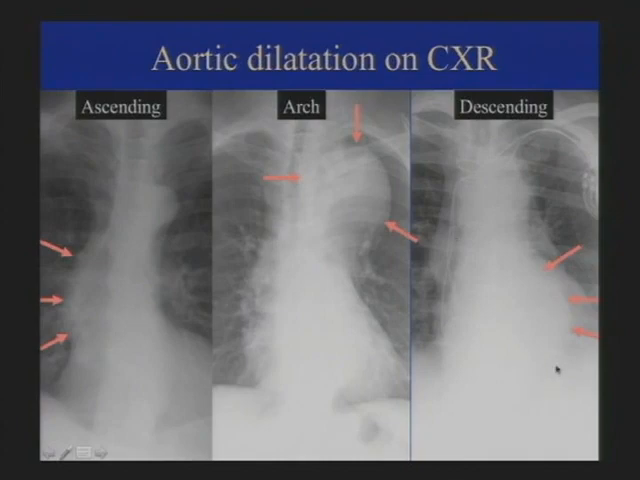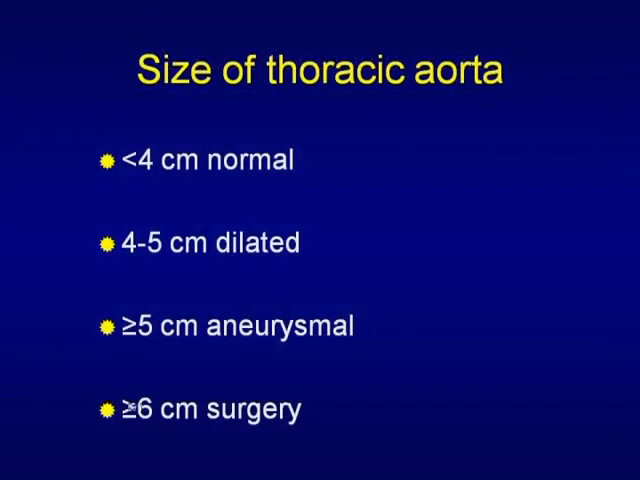So it's in the differential of a middle mediastinal mass. Posterior mediastinal. Normal size of the aorta, less than 4 is considered normal. Between 4 and 5 is dilated. Above 5 is considered an aneurysm.